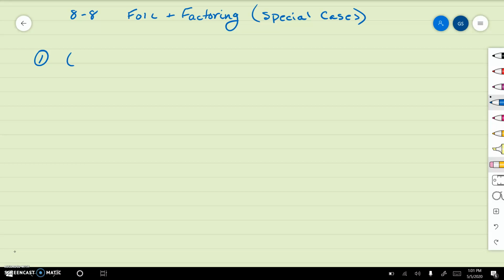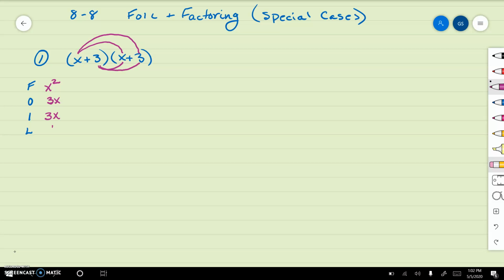Okay, first problem, x plus 3 times x plus 3. So we've done this already. This is multiplying two binomials. And the way that we do this is we write FOIL. This is a FOIL problem. So we're going to do x times x, which is x squared. We're going to do the outside, so x times 3, which is 3x. We're going to do the inside, which is 3 times x, which is 3x. And we're going to do last, 3 times 3, which is 9.